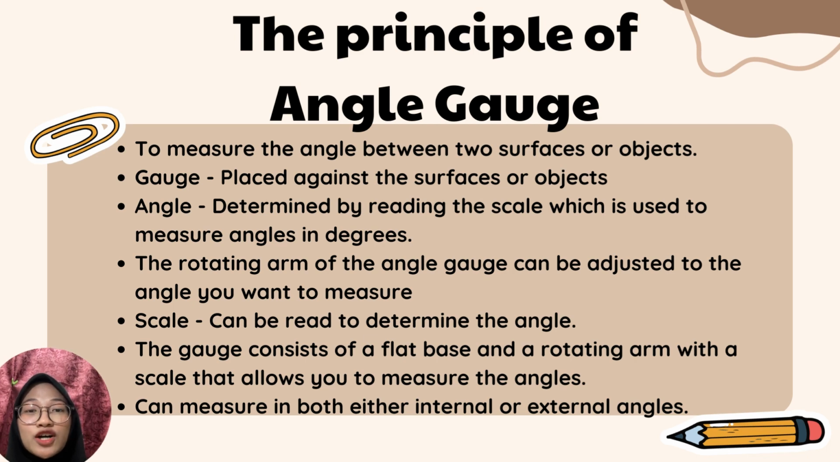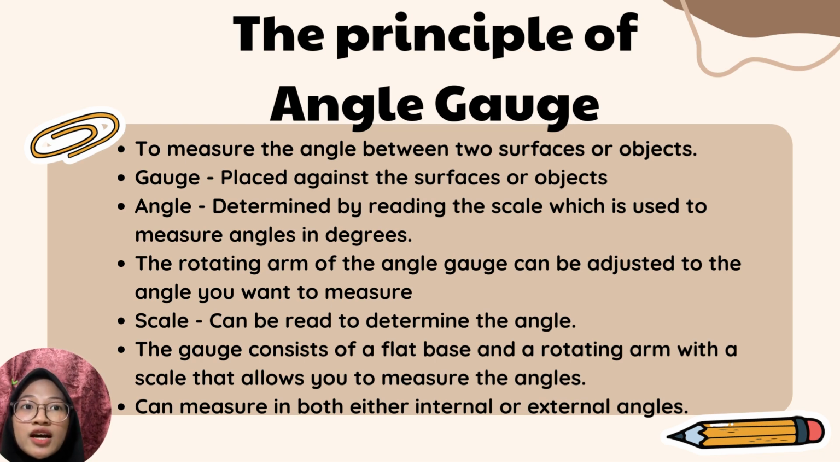Today, I would like to talk about one measuring instrument which is called the angle gauge. The principle of an angle gauge is to measure the angle between two surfaces or objects. The gauge is placed against the surfaces or objects, and the angle is determined by reading the scale, which is used to measure angle in degrees.